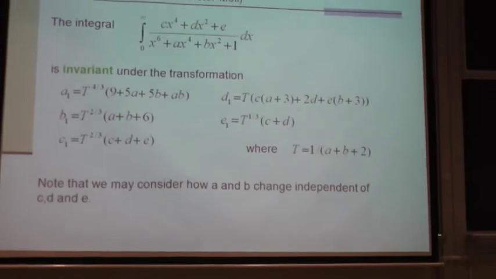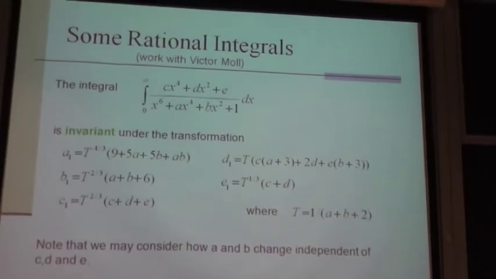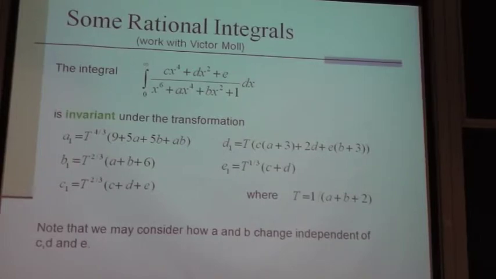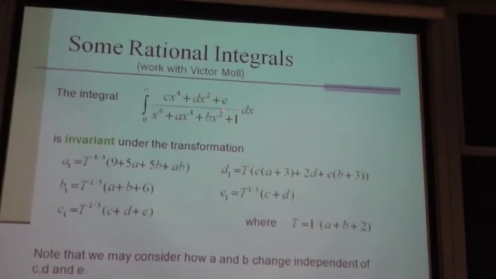All right, something very different. This is with Victor Moll, who's at Tulane. So we are interested in... Victor, I call him Mr. Integral because he loves integrals, solving all things integral. So he was looking at this class of rational functions. I've got 5 parameters, a, b, c, d, e.